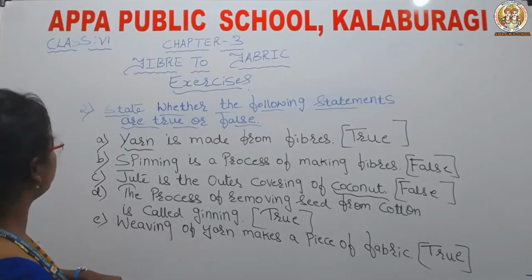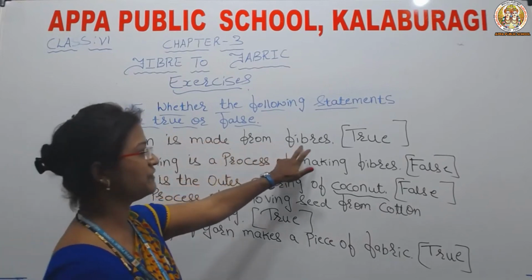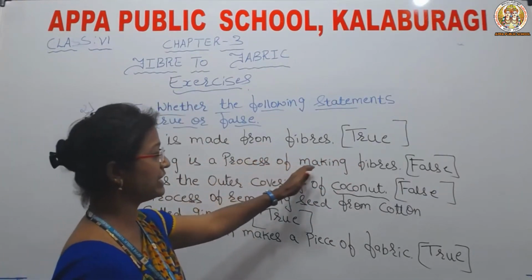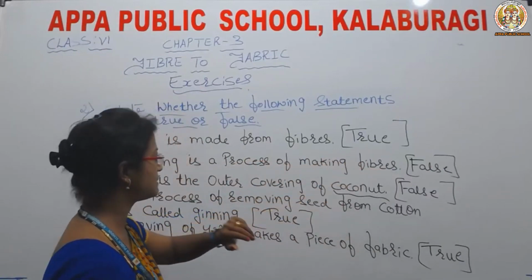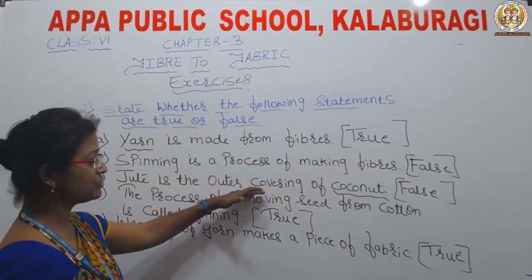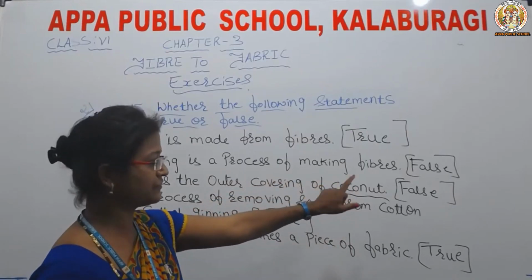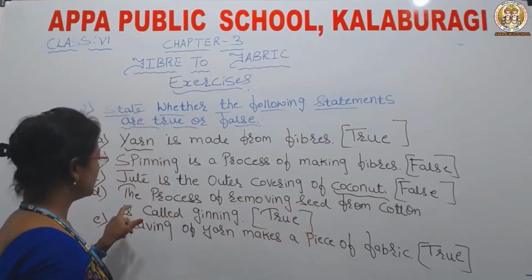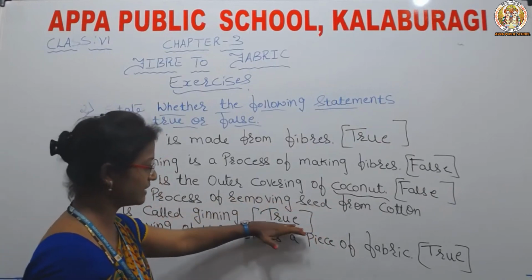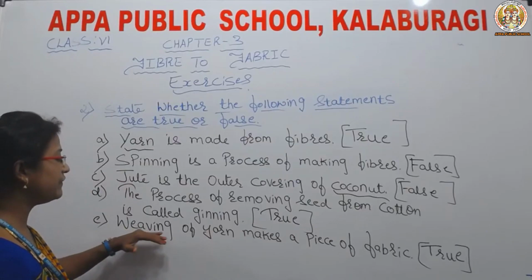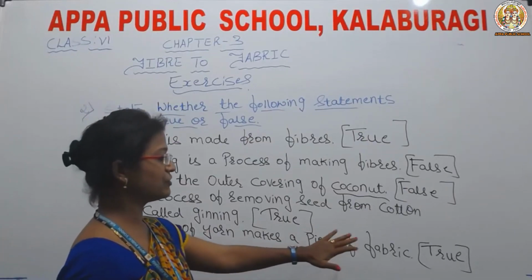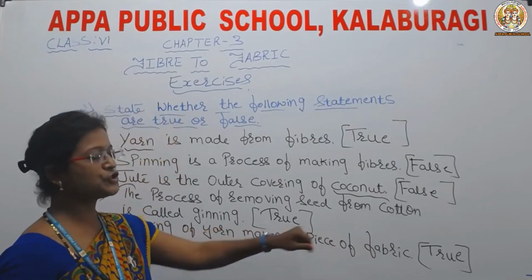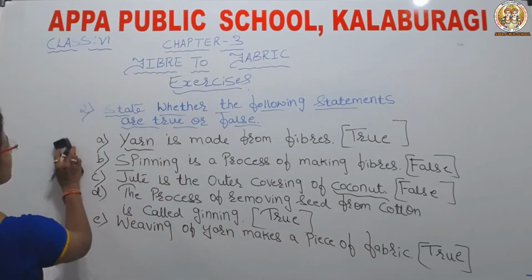Once more we will repeat: yarn is made from fibers, it's true. Spinning is a process of making fibers, false. Jute is the outer covering of coconut, no, it's false. The process of removing seeds from cotton is called ginning, yes, it is the correct answer. Weaving of yarn makes a piece of fabric, yes, that is true. So next question.